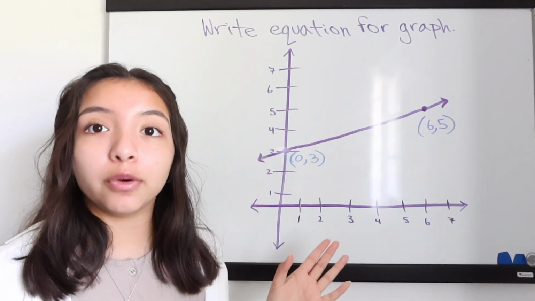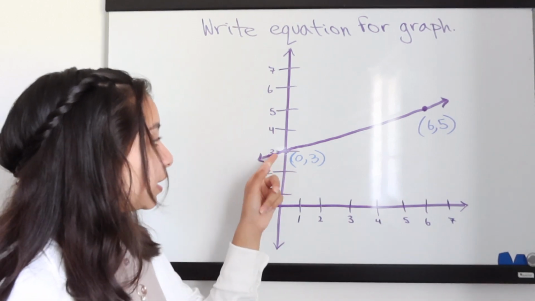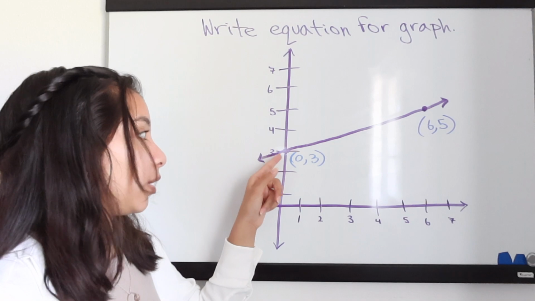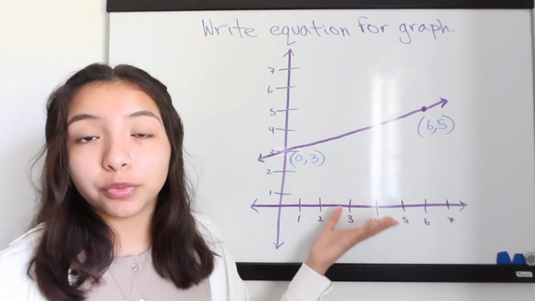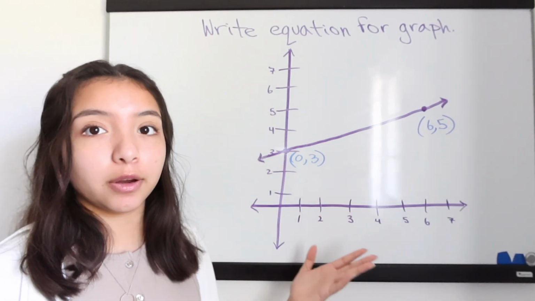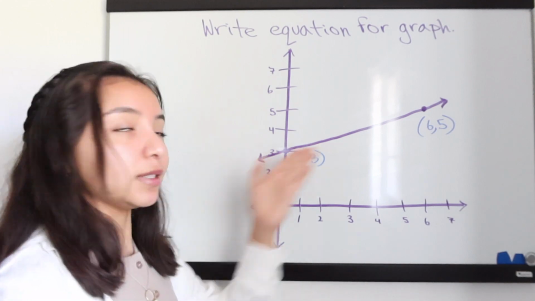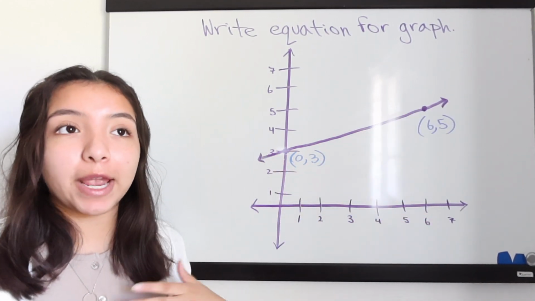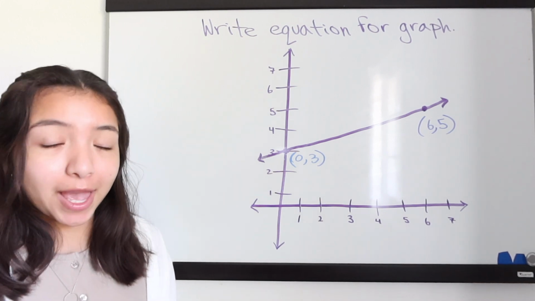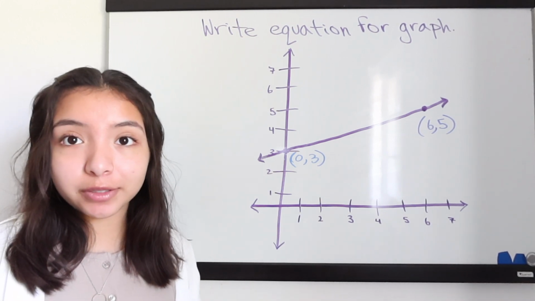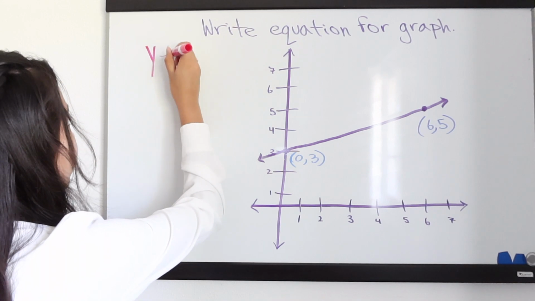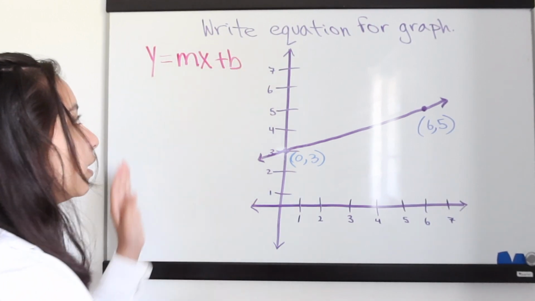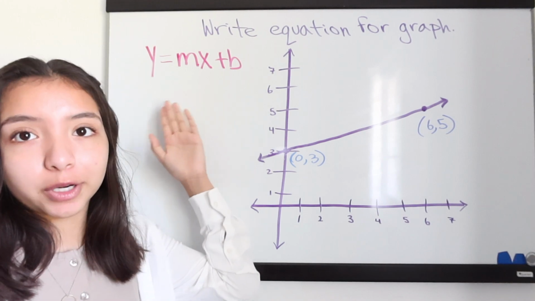We also know that our y-intercept is at (0, 3) because at this point the line crosses the y-axis, and we know that the graph is linear because the graph is a line. So since this is a linear graph, we have to write the linear equation. And what is the linear equation? It is y equals mx plus b, also called slope-intercept form.